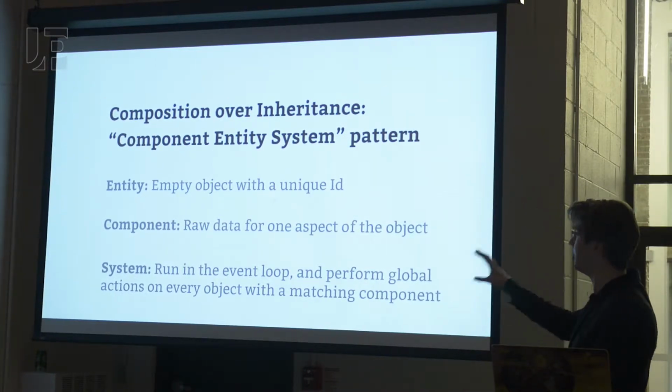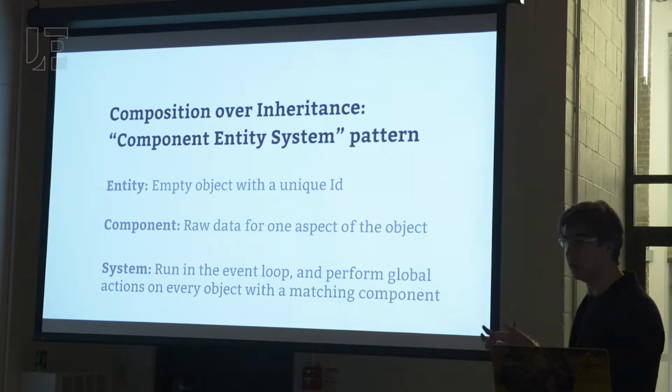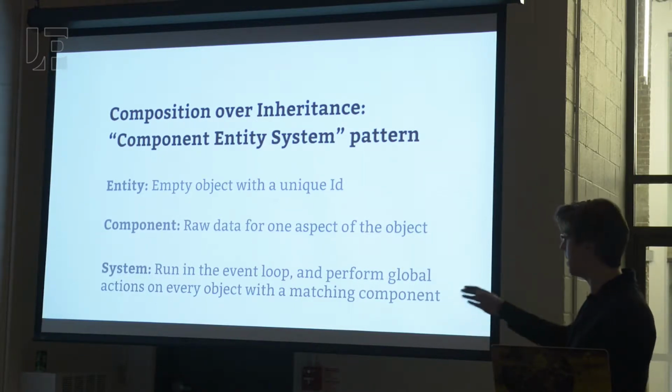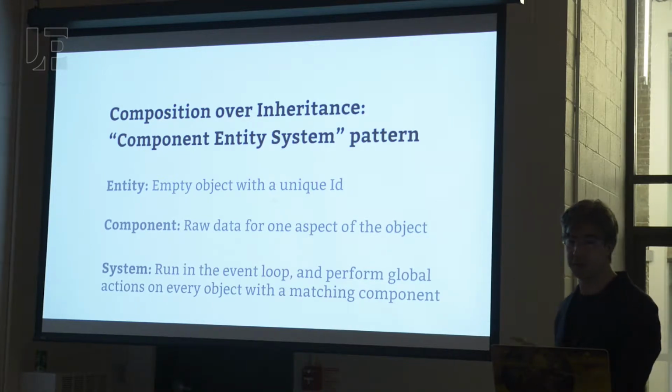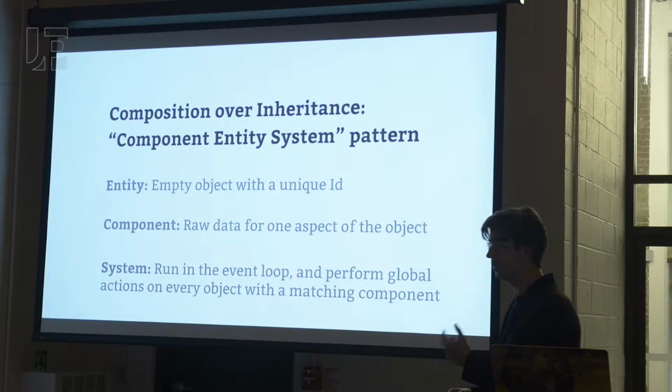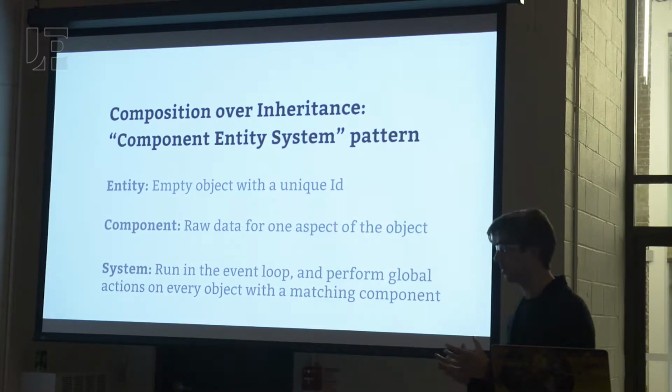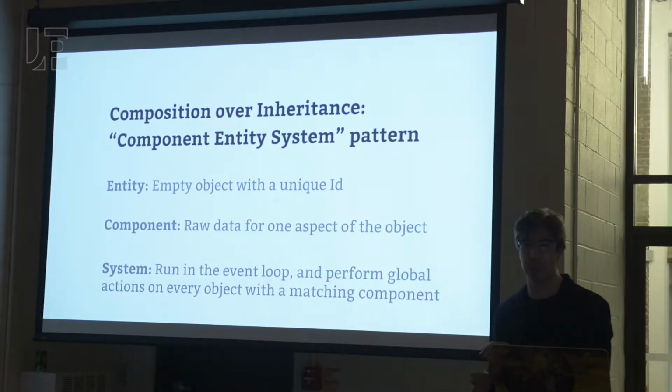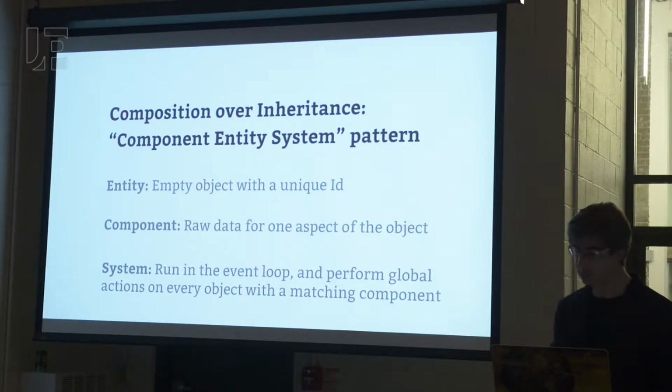So the entity is an empty object. The components are those decorations that are themselves actually just data. And then you've got systems that run across all those objects and move them around. Things like detecting collisions, camera controls, all those things are just systems that run across all the components and update the scene.